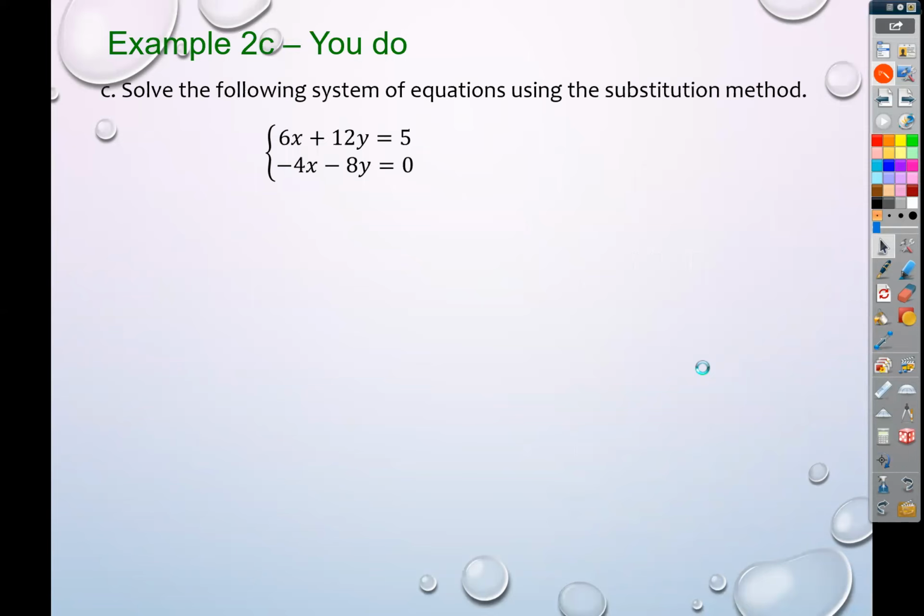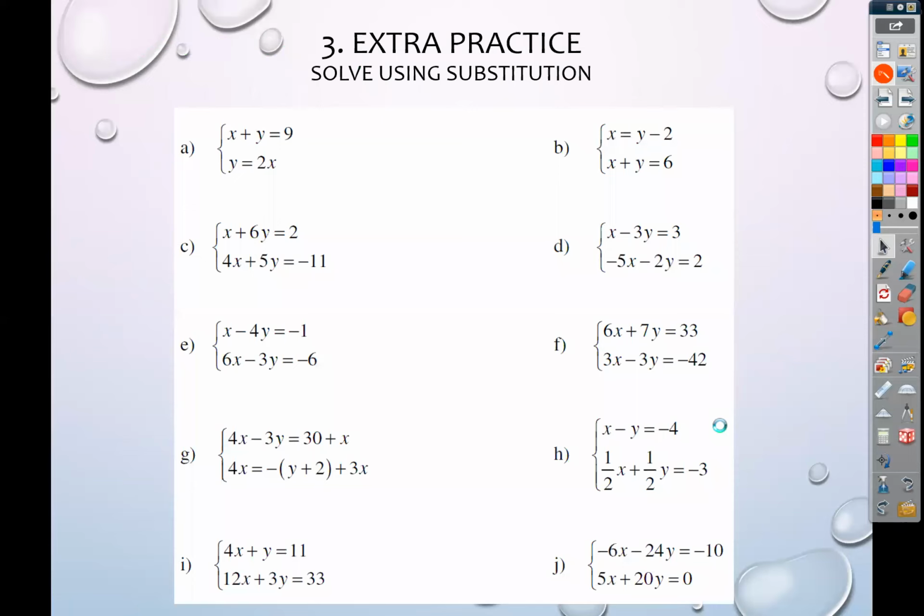All right, you go ahead and try this one. Go ahead and pause the slide. And the answer is no solution. So they are parallel lines. All right, this is some extra practice. Go ahead and pause the slide and try these with substitution.